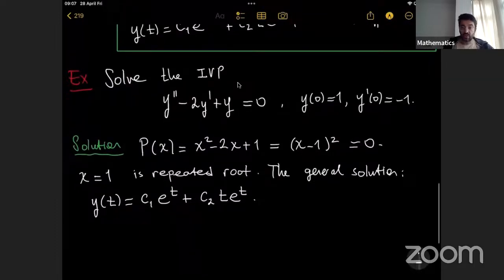This is an initial value problem, so you need a unique solution. Here, y0 is equal to 1. y0 is what? It's C1, right? Because the second term will vanish. T times e to the t will be 0 at 0. And e to the 0 is 1, so we get this. It's equal to 1. So we get that C1 is equal to 1.